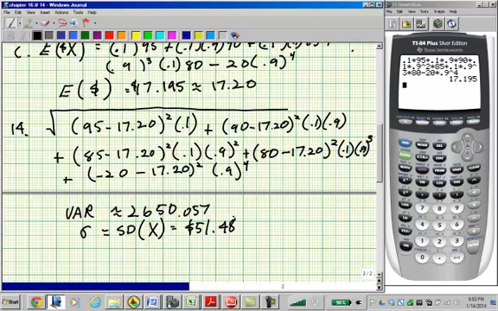It's a big standard deviation, and discrete random variables are going to tend to have big standard deviations. So that's it for number 14. It's just a straight application of the formulas for calculating the mean and the standard deviation of a discrete random variable.